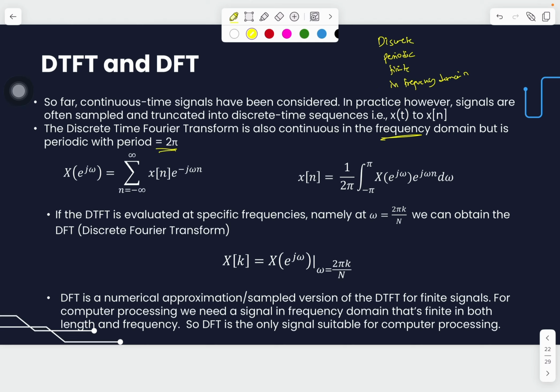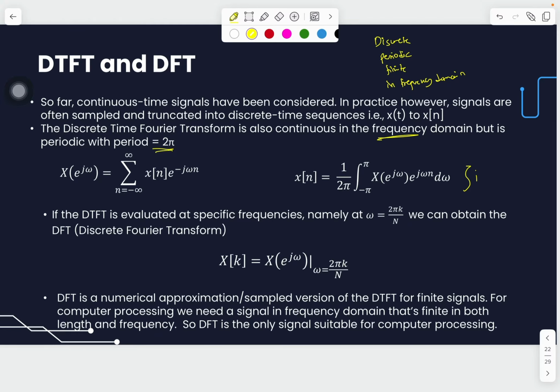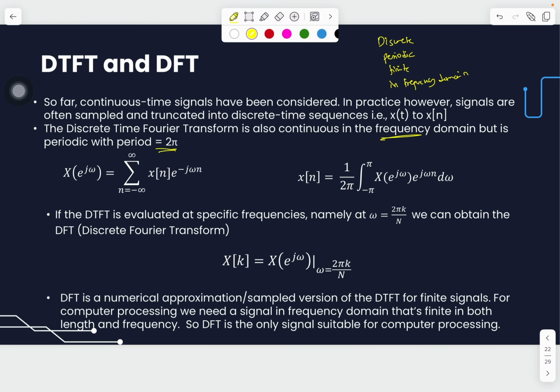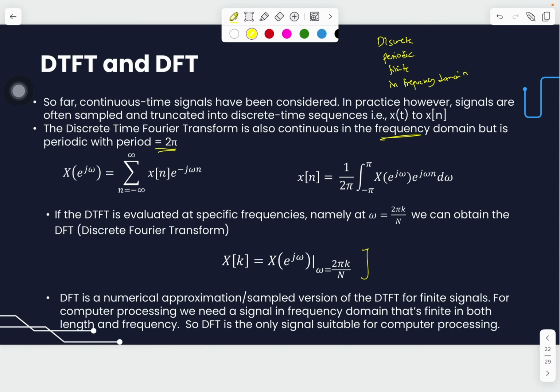Okay? This is the inverse discrete time Fourier transform. If we sample the discrete time Fourier transform, we obtain the DFT, the discrete Fourier transform. What the DFT does is select certain frequencies and evaluate them, namely frequencies 2 pi k over N. And N is the length of the discrete signal, which comes from the truncation we do in the beginning. Let's see how this is done.